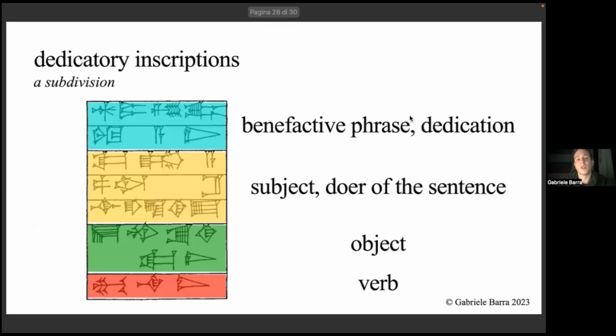And this is an example. The first two lines of this tablet would be the benefactive phrase, so the dedication. Then you have three lines of subject, so the doer of the sentence, who the king is, then the object, and then the verb.